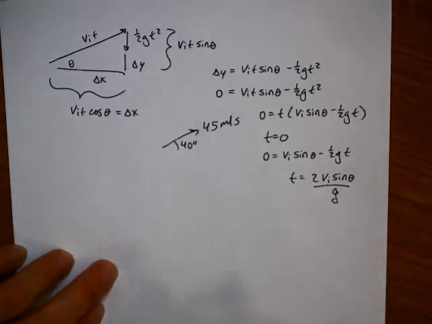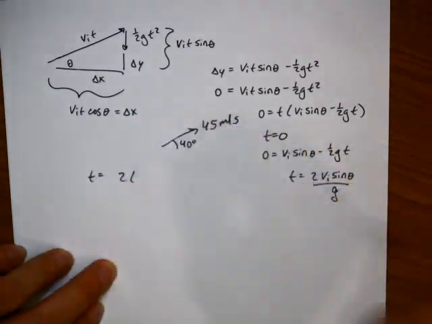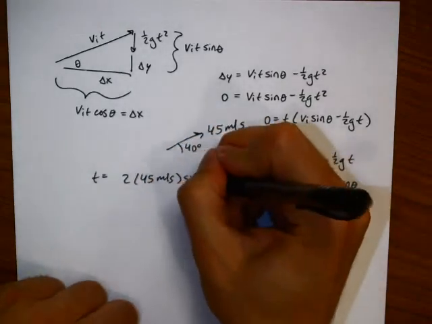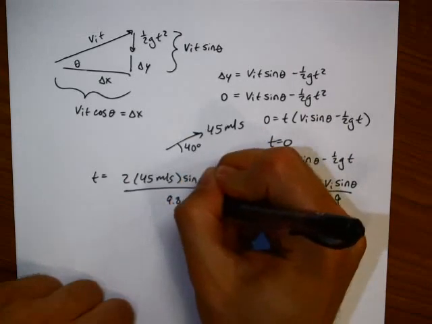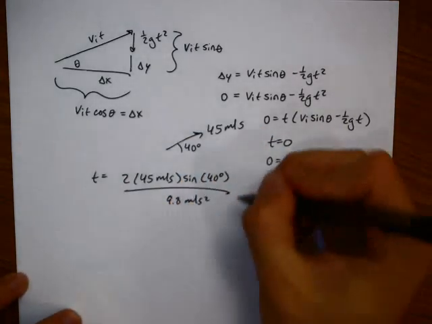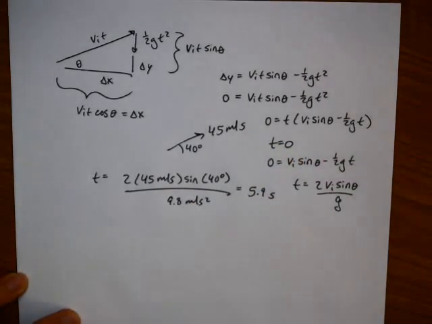In this particular example, we can say the time is 2 times our initial velocity of 45 meters per second times sine of 40 degrees over 9.8 meters per second squared, and that equals 5.9 seconds. I did that one in my head, actually. Not bad, huh?